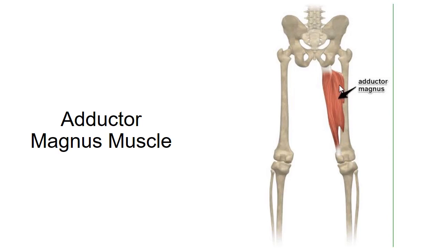This adductor part is supplied by obturator nerve, and its action is adduction of thigh and flexion of thigh. Now comes the hamstring part. Hamstring part of adductor magnus muscle arises from ischial tuberosity. It is inserted into the adductor tubercle of the femur. This is adductor tubercle of the femur where its hamstring part is inserted.